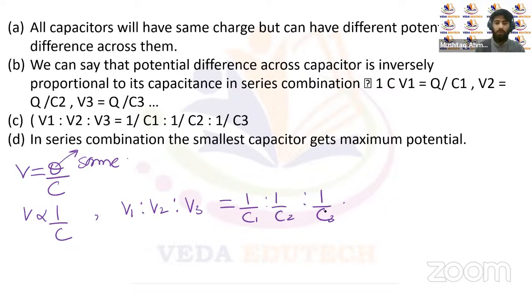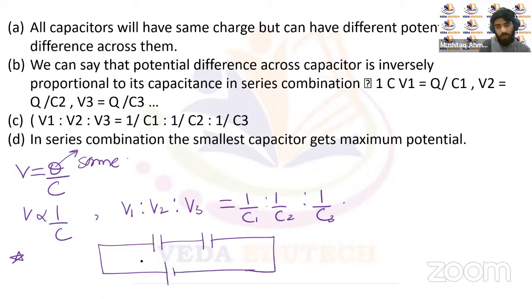So it means the smallest capacitor will get the maximum potential. Let's suppose we have two capacitors in series, one capacitor like this, another capacitor like this. So these are the two capacitors in series.